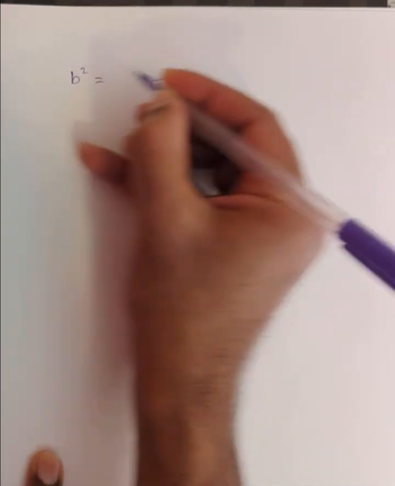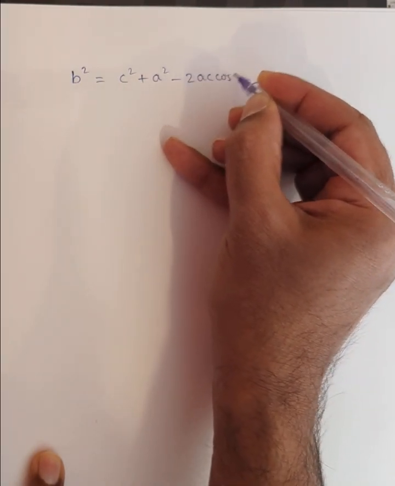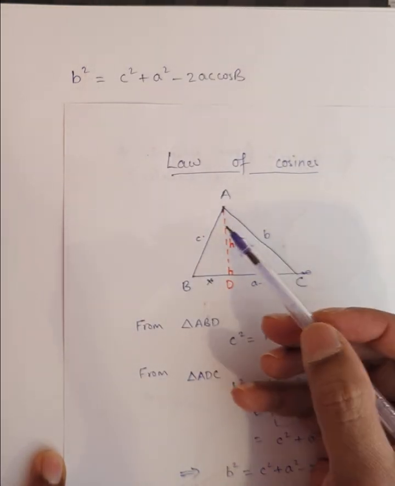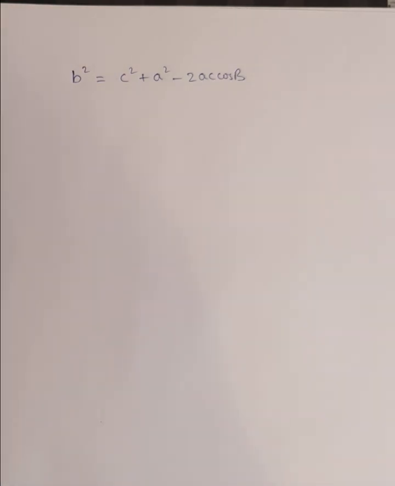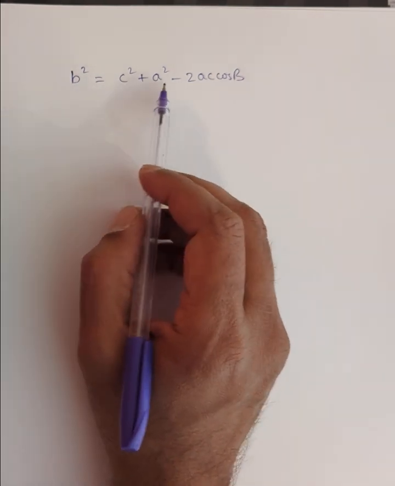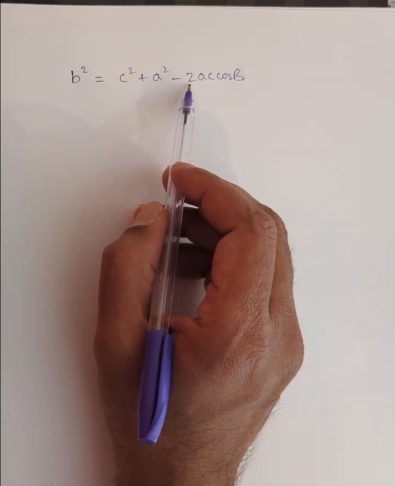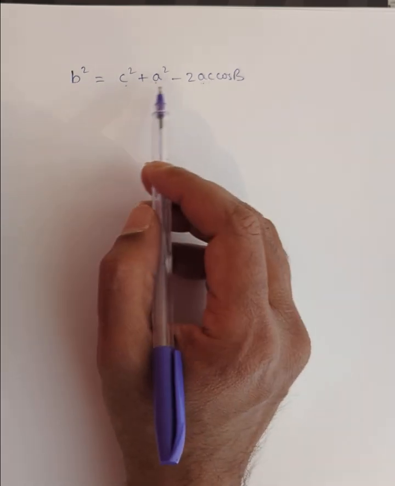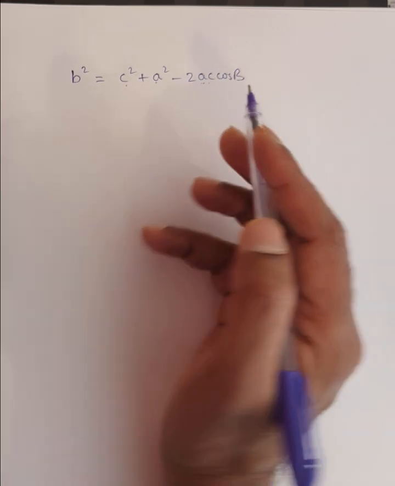b square equals c square plus a square minus 2ac cos B. Now, if you relabel all these vertices, then you can get two other equations. So here is what we want to pay attention to. If you want b square, then you'll be squaring the other two sides, which is c square plus a square, and then you will subtract 2 times the product of those two sides, a and c, and then you take cosine of the included angle B.